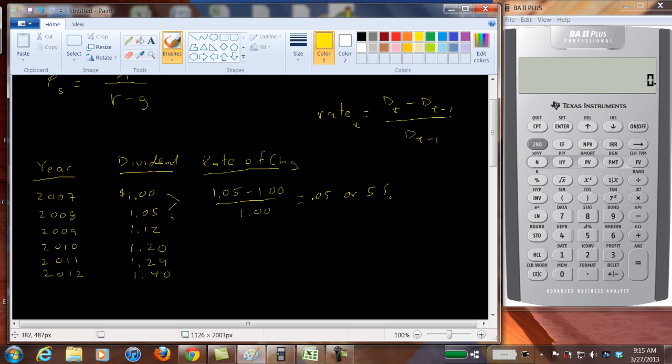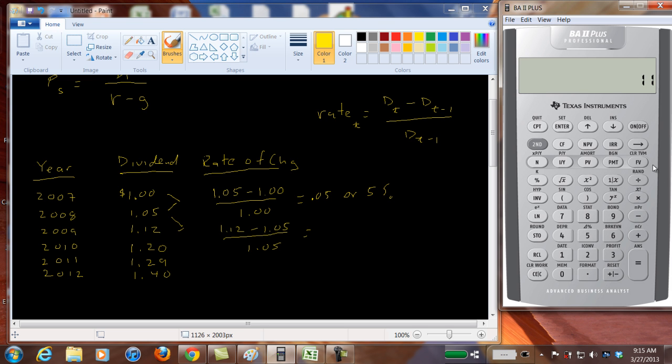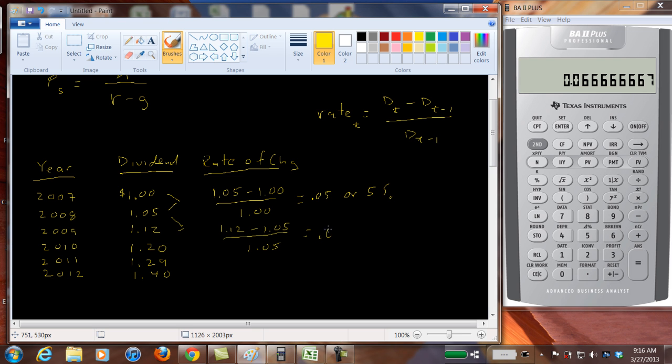And we could do the next one. The next one is $1.12 minus $1.05 all over $1.05. If we work that out, we get 1.12 minus 1.05 divided by 1.05. So that's going to equal 0.0667 or 6.67%.